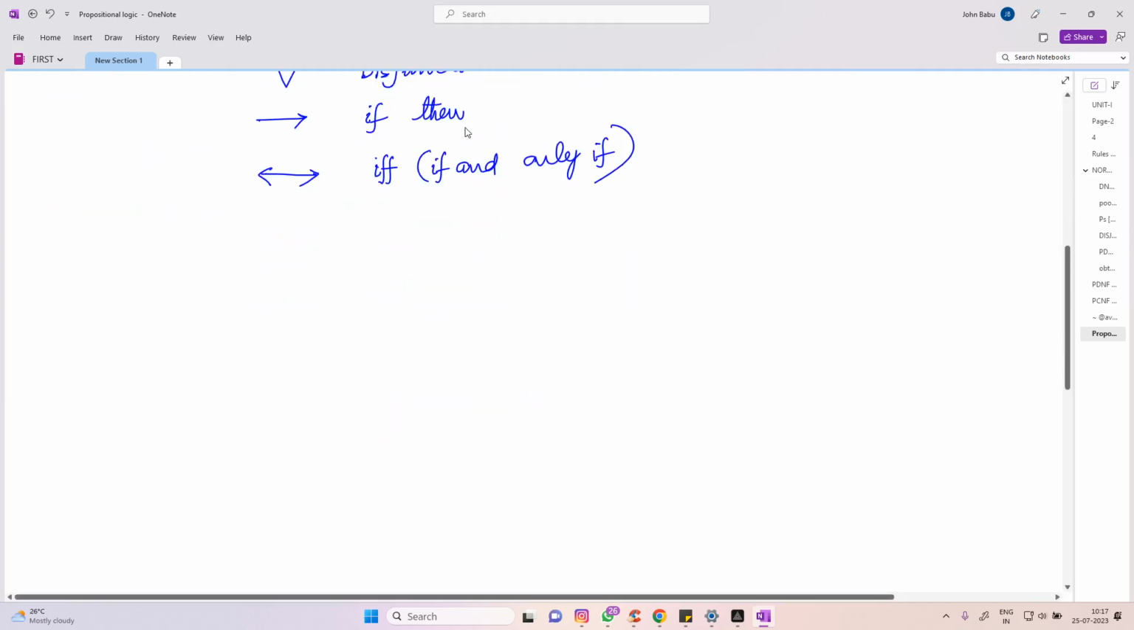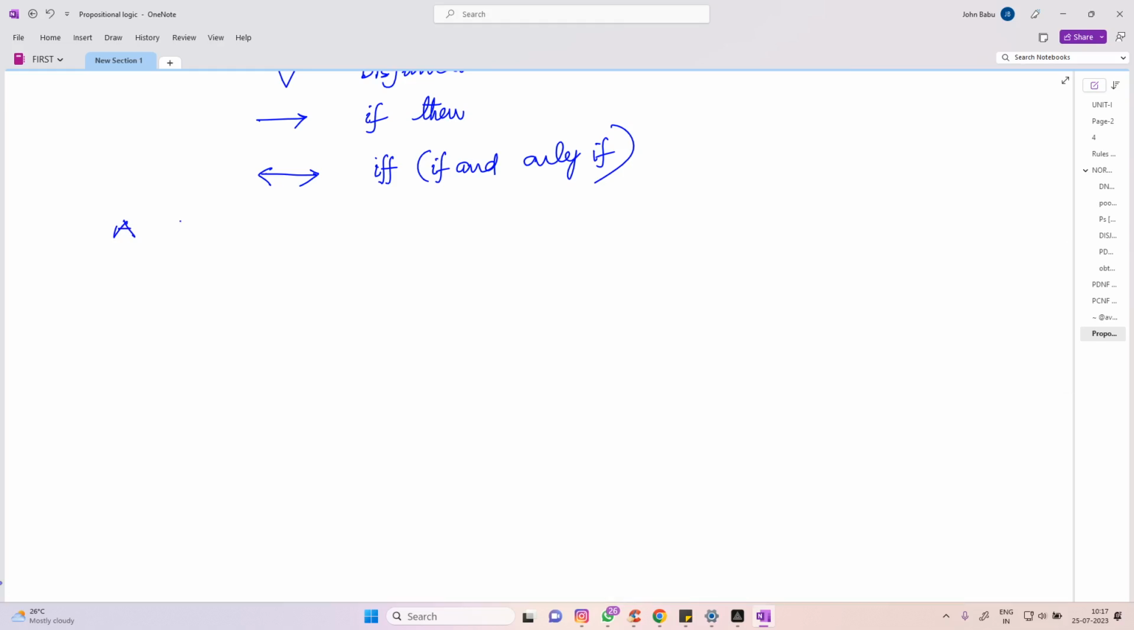Now, if you have a proposition A and it is true, then the negation of A will be false. If A is false, the negation of A will be true. Because a proposition has truth values, either true or false, if you have n propositions like A, B, C, D, and so on, in the truth table you will have 2 to the power of n rows.